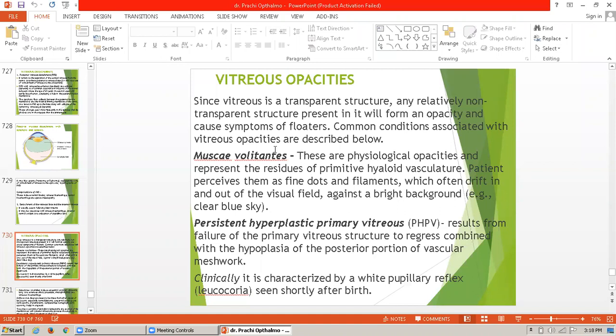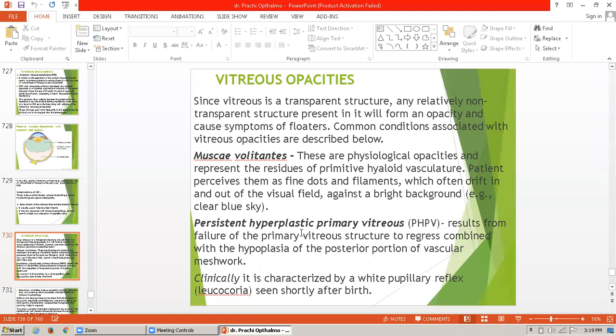First one is muscae volitantes. These are physiological opacities and represent the residue of primitive hyaloid vasculature. The patient perceives them as fine dots and filaments, which often drift in and out of the visual field against a bright background, for example, clear blue sky.